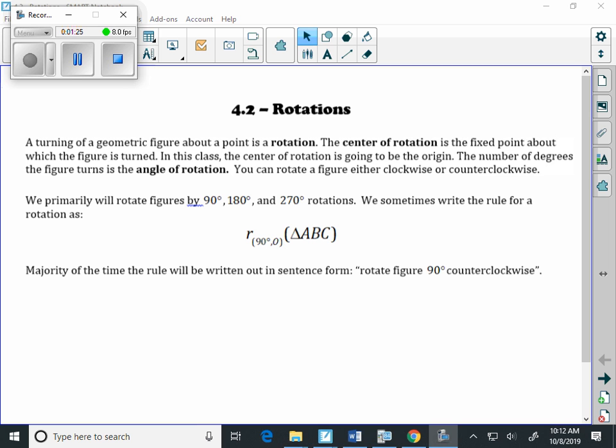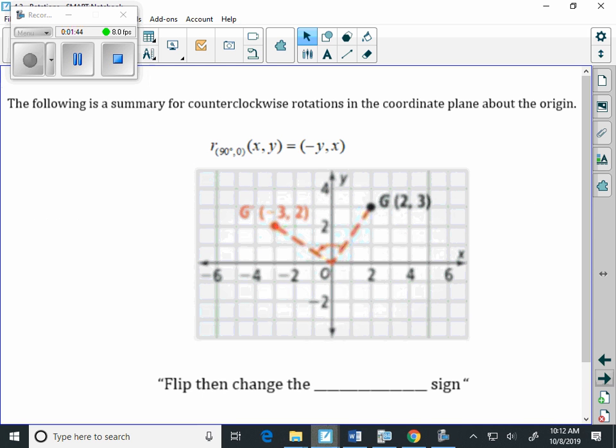Most of the time, though, when we see it, we write it as rotate the figure 90 degrees counterclockwise. But I want to just show you the symbolism for rotation, just in case the OST would put that format on in April. Sorry about the quality of the picture, I need to do something a little bit different next year. But the following is a summary for counterclockwise rotations in the coordinate plane.